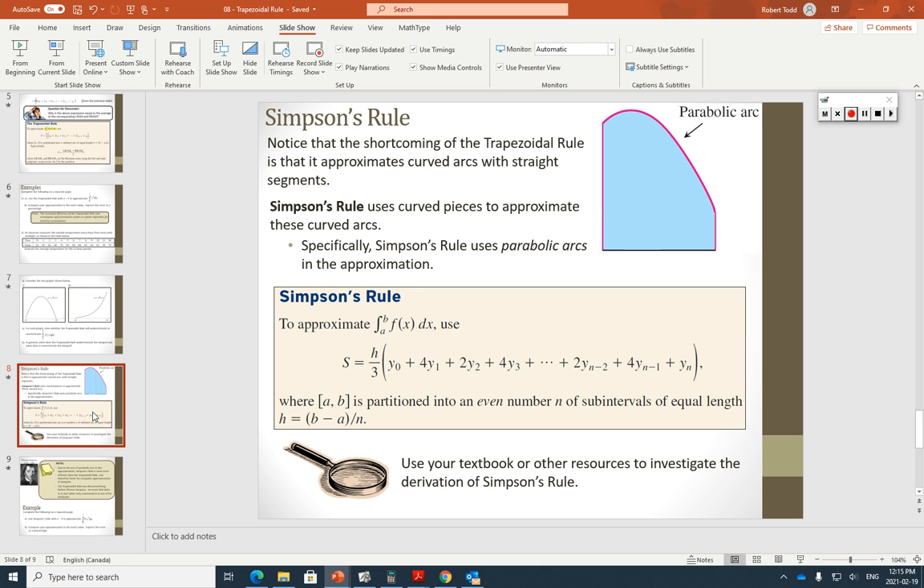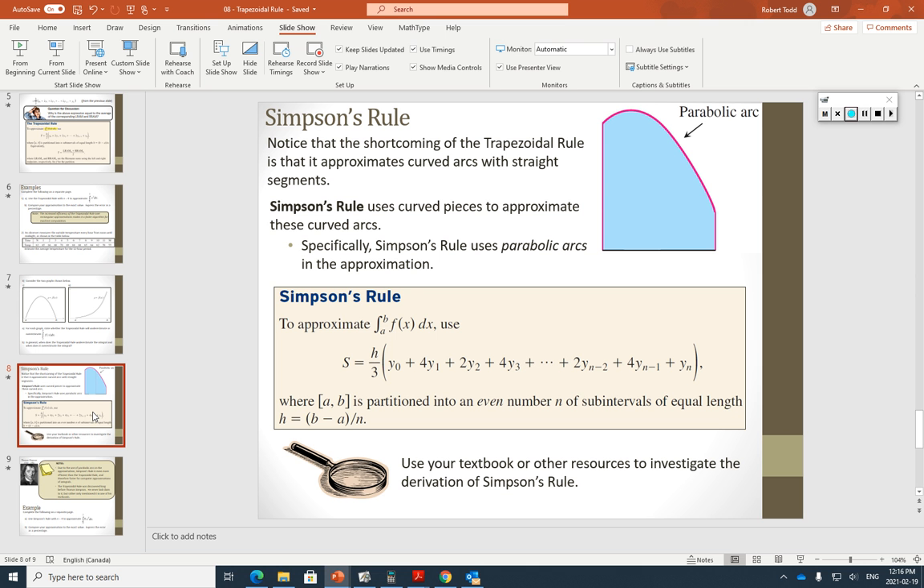Oh, I went over here and then got distracted, didn't I? I got talking about Simpson and I forgot to write this down. I write it down dramatically here so that you can feel safe to know these things will be there for you when you go to use them. So it was y0 plus 4 of the next one, plus 2 of the next one, plus 4 of the next one, plus 2 of the next one. And it just keeps going like that until you get to your last one.